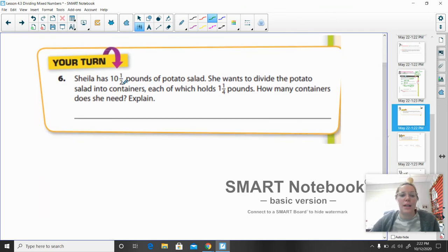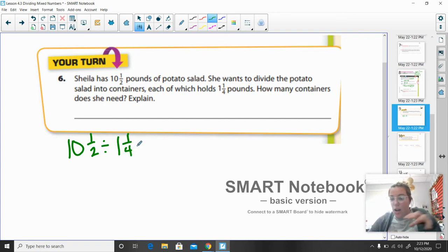Okay, so Sheila has 10.5 pounds of potato salad. She wants to divide the potato salad into containers, each of which holds 1 1/4 pounds. How many containers does she need? Explain. So the first thing that we have to make sure that we're doing is making sure that our problem is written down correctly. So I'm going to ask myself, what is Sheila actually dividing up? So she's got something and she has to divvy it out into containers. What she has is 10.5 pounds of potato salad. So that one has to be listed first. So 10.5 pounds is being divided up into 1 1/4 pound chunks, right? And we want to figure out how many of those 1 1/4 pound chunks she actually has.